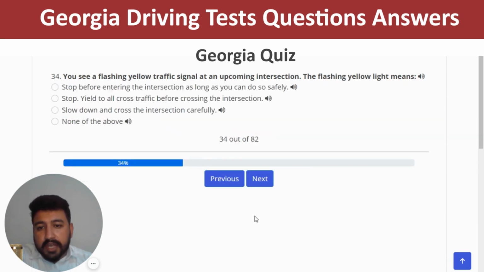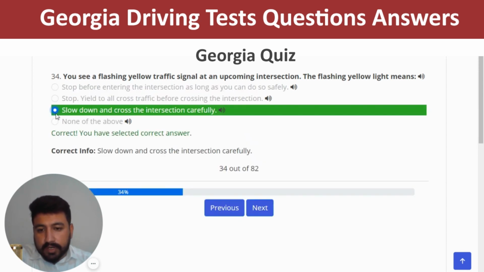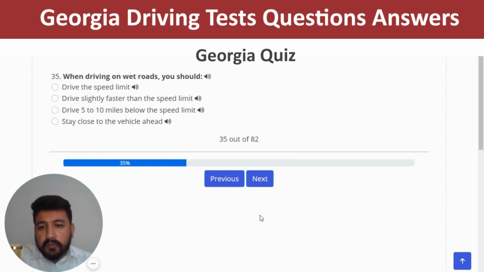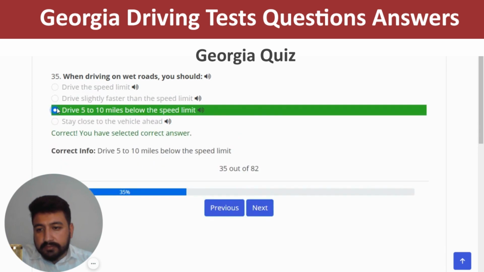You see a flashing yellow traffic signal at an upcoming intersection. The flashing yellow light means the right answer of 34th question is slow down and cross the intersection carefully. So I'm going to click on the third option, correct? And next. When driving on wet roads, you should drive 5 to 10 miles below the speed limit. So again, third option, correct?